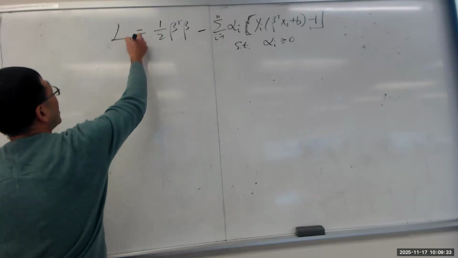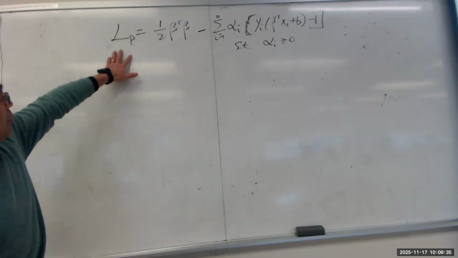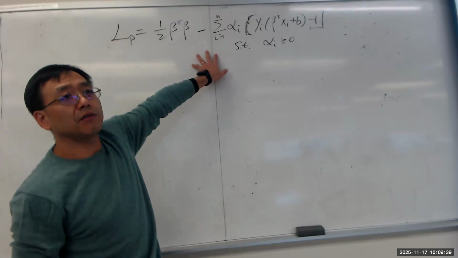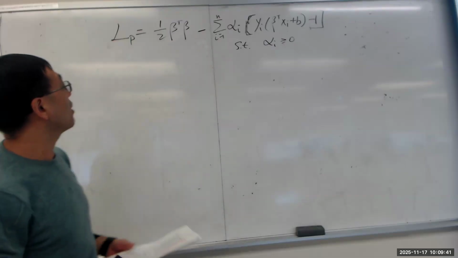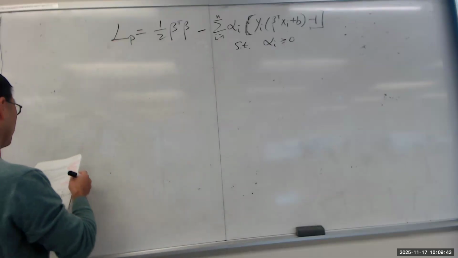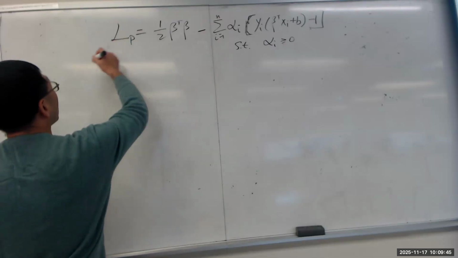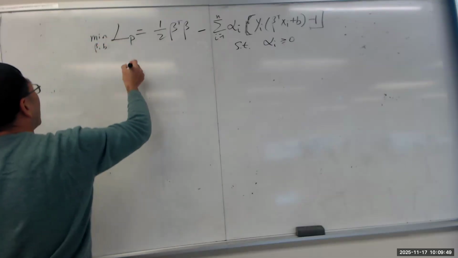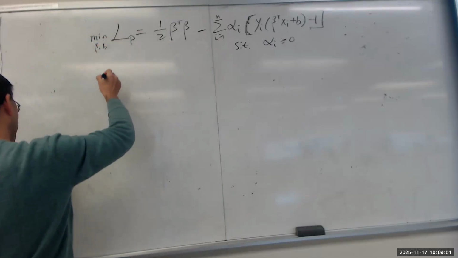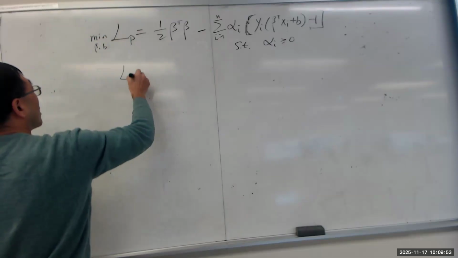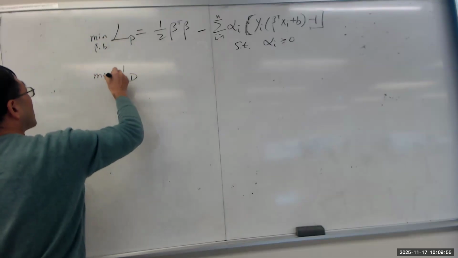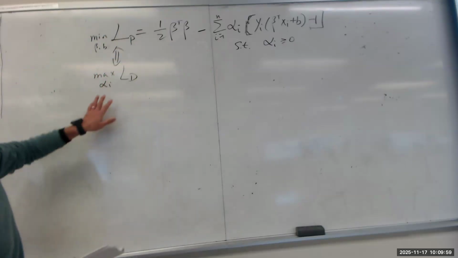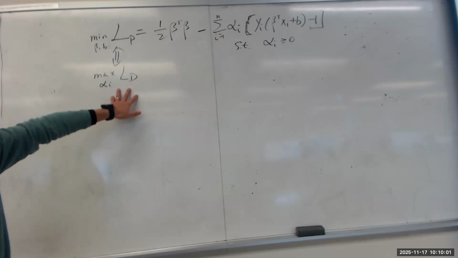So let's see what the dual problem is. Let's use LP. This is our primal problem, the Lagrangian function. For the primal problem, we want to minimize this with respect to beta and b. Now the dual problem is going to maximize this.